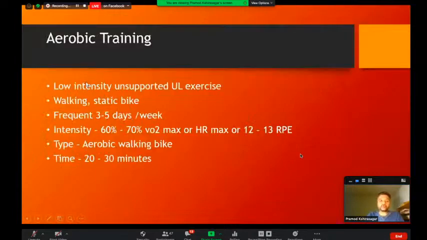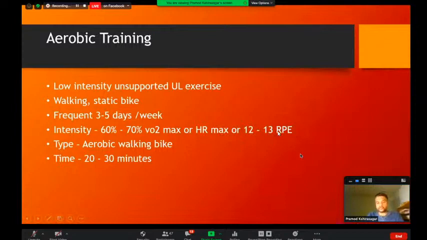Very important is aerobic training. It should be low intensity, unsupported upper limb exercises, because it showed to be very beneficial in the literature. And also you can use walking and static bike exercises, which are aerobic work, at a frequency of 3 to 5 days a week, with an intensity of 60 to 70% of VO2 max, and RPE of 12 to 13.